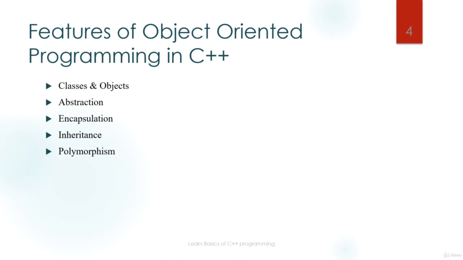The next feature is dynamic binding. It means that the code associated with a given procedure call is not known until the time of the call at runtime. Message passing: object-oriented programming consists of sets of objects that can communicate with each other. Object-oriented programming uses the bottom-up approach.